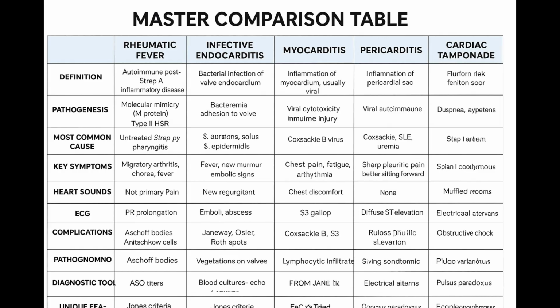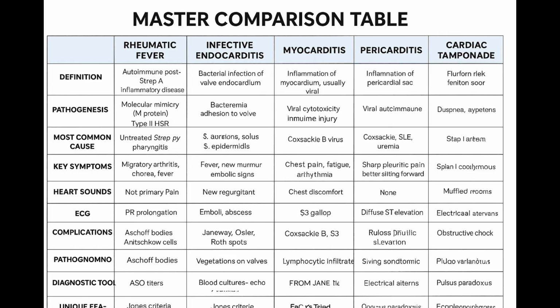That's incredible. But for recognizing this in a person, not just in a lab, how does this systemic immune attack actually present? That's where the famous Jones criteria are so useful. They lay out this whole multi-system disease. The major criteria have that great acronym, JONES. Okay, let's break that down. So J is for joints, a migratory polyarthritis, where the pain literally jumps from, say, a knee to an elbow. O is for the heart itself, the carditis, which we've been talking about.